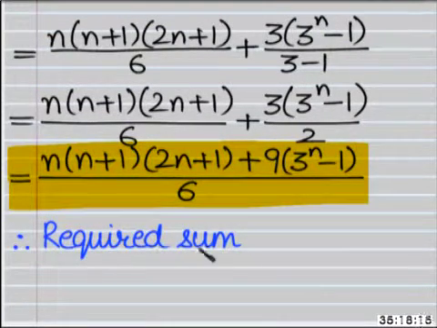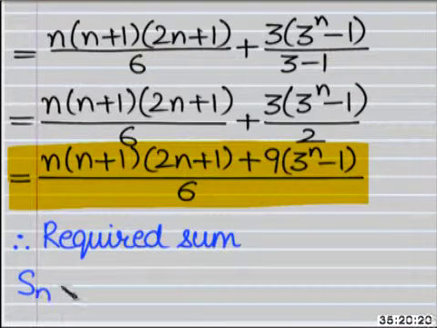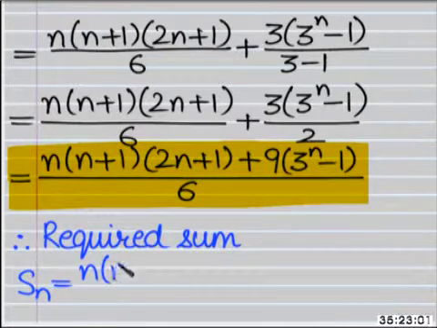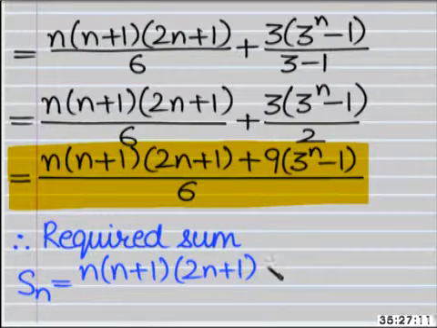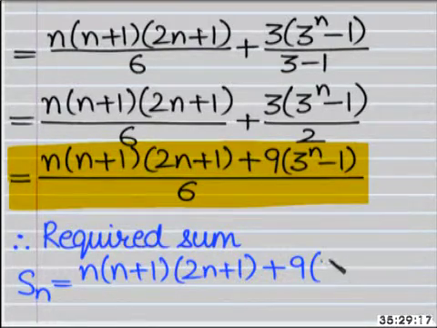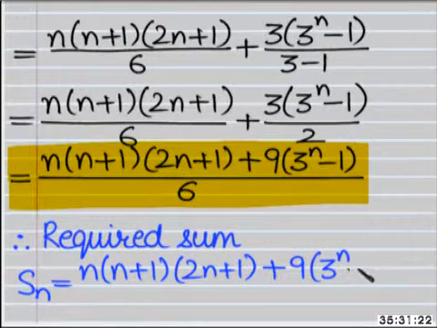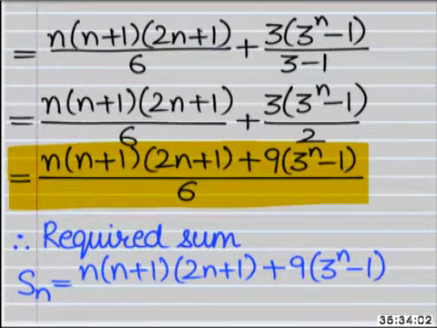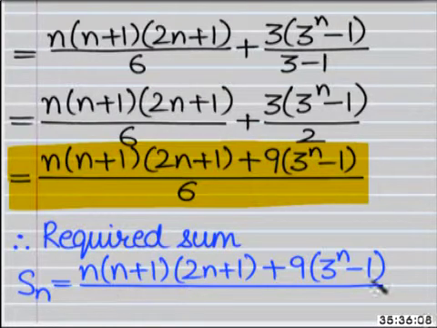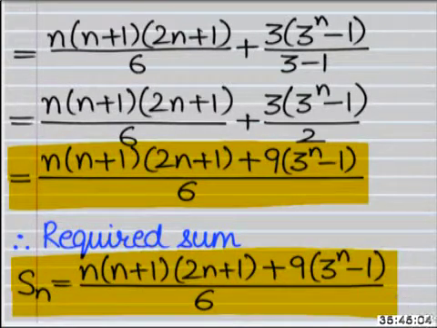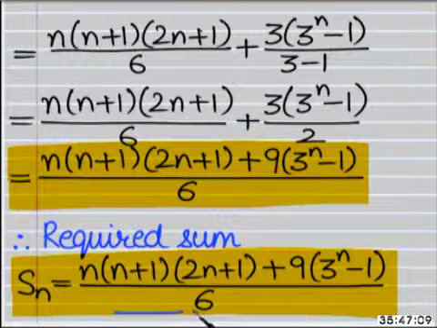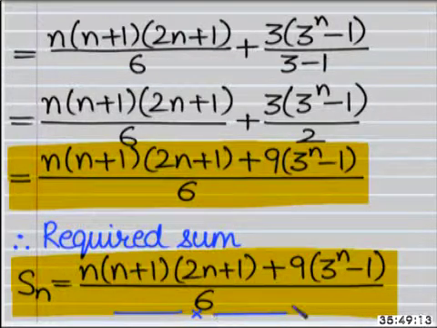Therefore, the required sum Sn is equal to [n(n+1)(2n+1) + 9(3^n − 1)]/6, which is the required solution.